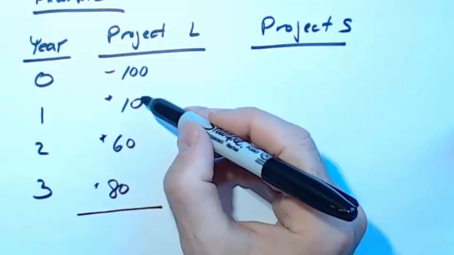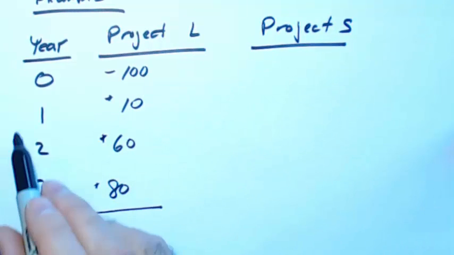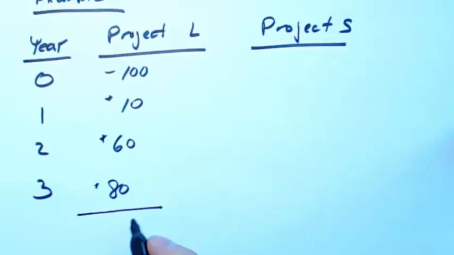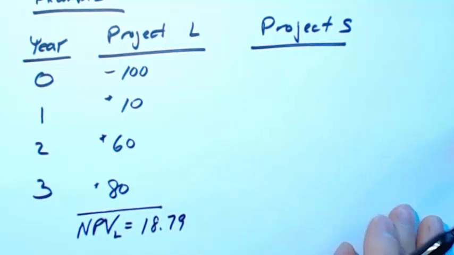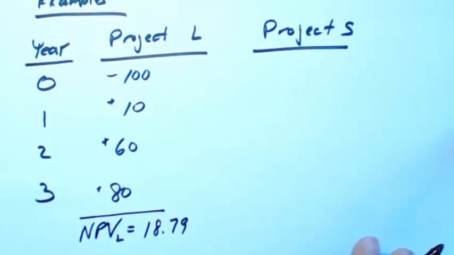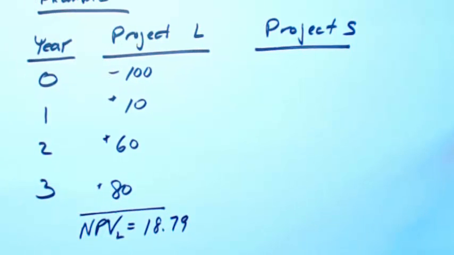If you were to calculate the net present value of this project, you discount each of these cash flows back to time 0 and net off the 100. That's a good exercise to make sure you can do that. You would come up with a net present value of $18.79. In a minute, I'm going to show you how to calculate this on your computer or on your calculator, using some new buttons we haven't used before in your financial calculator. So hold on a minute. Let me lay out Project S, and then we'll go do the calculations.